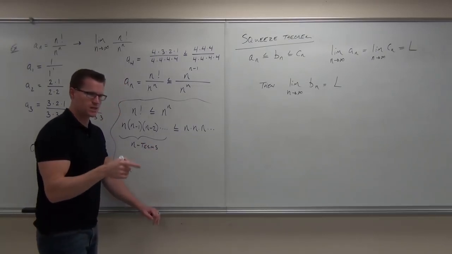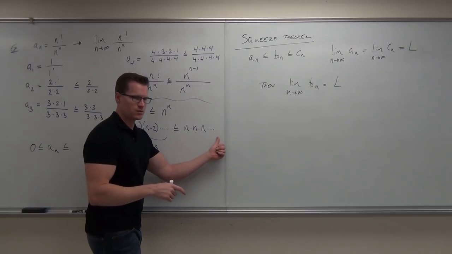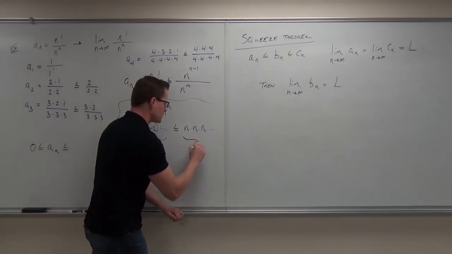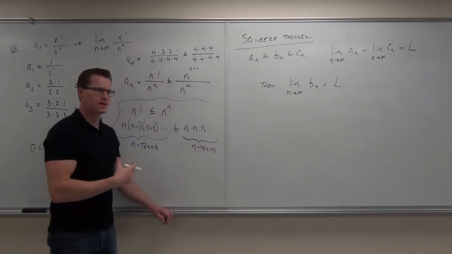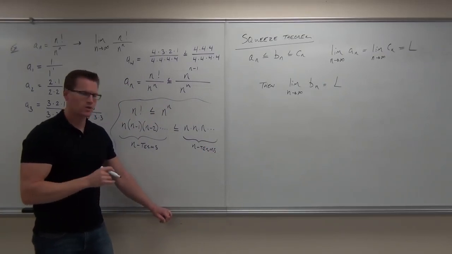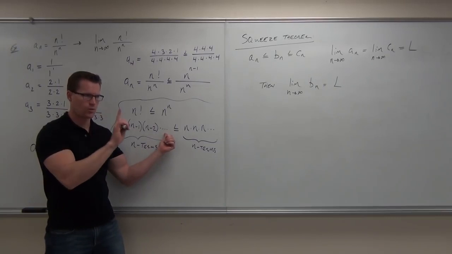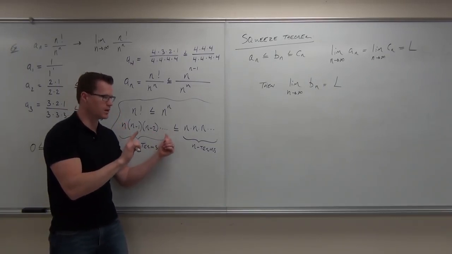N terms. Did you guys get me on that one? Are you sure? How many n's are going to be over here? Same. N. There's going to be n terms. Now, here's the part where we think a little bit. Do you agree that the last term over here is going to be 1? Okay, so there's n terms, but the last one is 1.